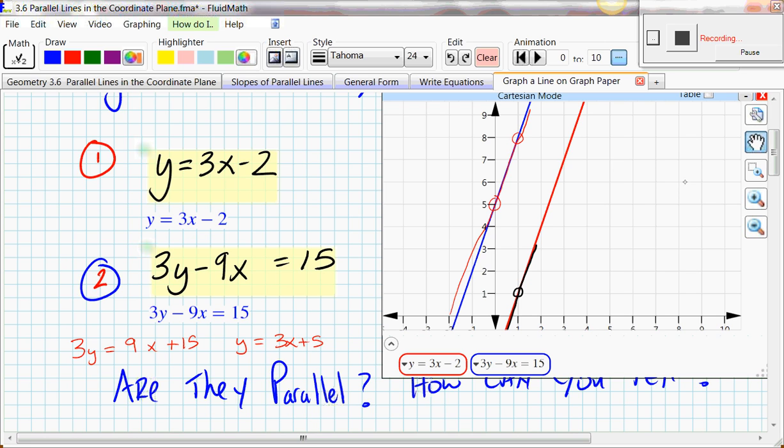And those lines are definitely parallel, and how can I tell? Because they have the same slope. The slope here is 3, and the slope here is also 3, so I can tell that they are parallel. Okay, that's your lesson.